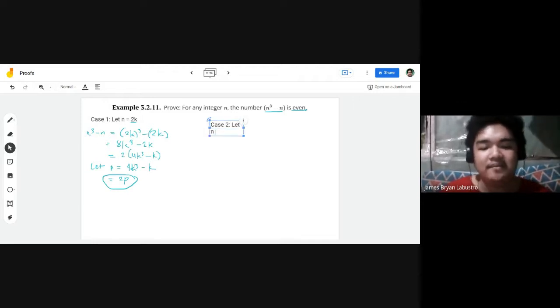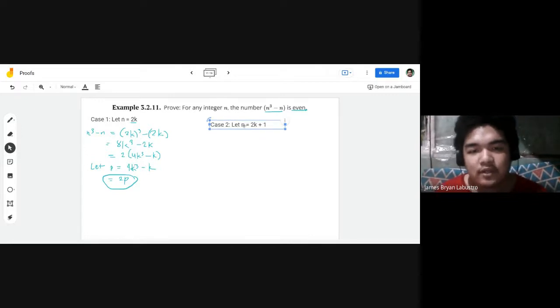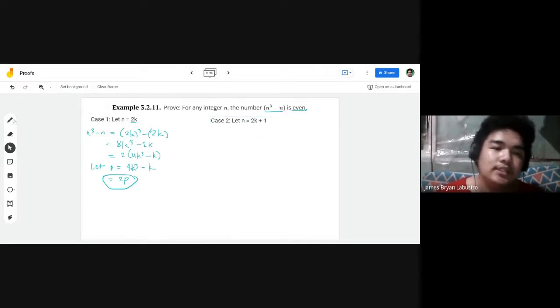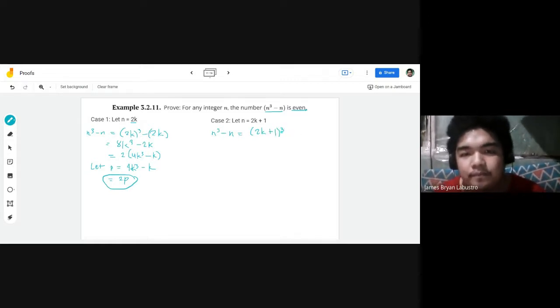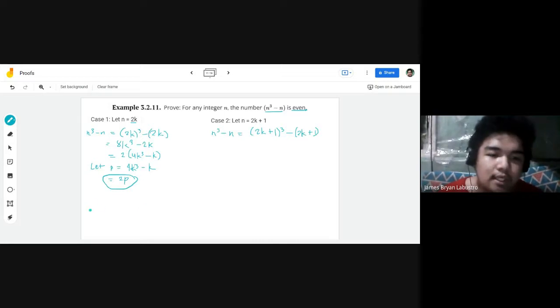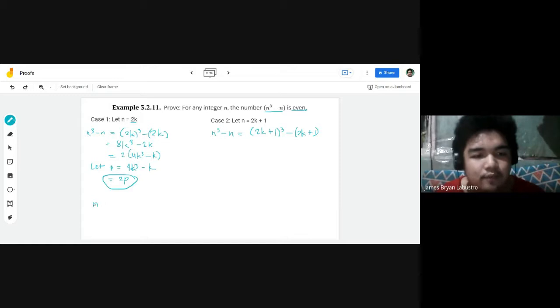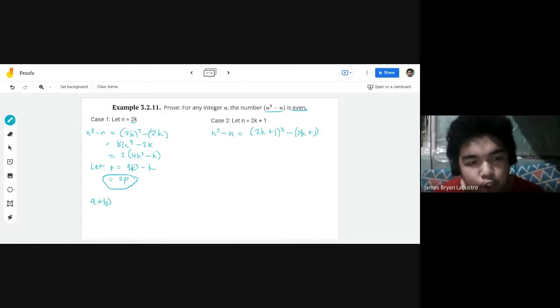So, let n be equal to 2k plus 1. If we let n be 2k plus 1, then we have n cubed minus n equal to (2k plus 1) cubed minus (2k plus 1). We're going to use the trinomial expansion, so let's say we have (a plus b) cubed.